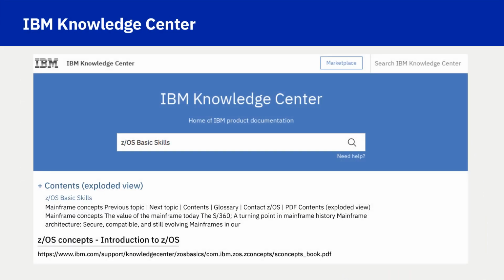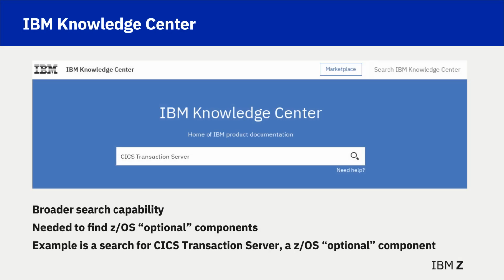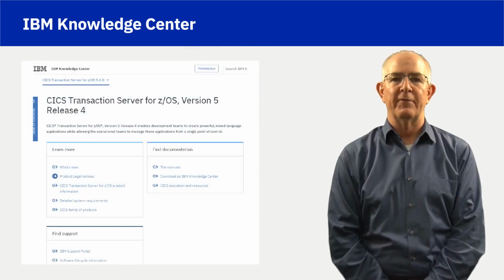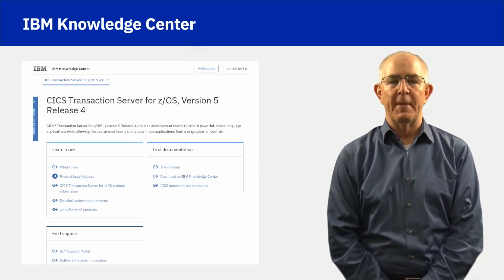The Knowledge Center, zOS Basic Skills, is an excellent source of information for those new to IBM Z and zOS. The zOS Concepts PDF is another excellent source of information for those new to IBM Z and zOS. The IBM Knowledge Center includes web-friendly search capability. The chart example is a search for CICS Transaction Server that will return numerous IBM sources of information about CICS Transaction Server, which include professional manuals.